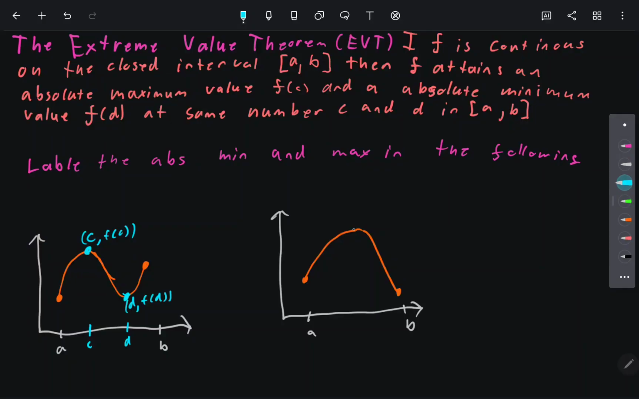Now for the second one, we can clearly see that there is a maximum up here at the value c, f of c. However, we don't seemingly have a minimum. However, we need to look at our endpoints as well, as they can also be the minimum. And you'll see that this value b is also going to be our value d, so this is going to be our d, f of d for the answer.